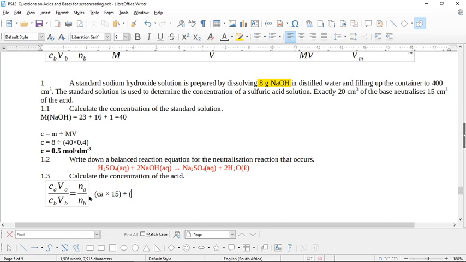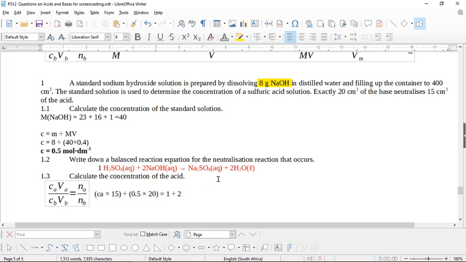So now we need the concentration of the base, which is 0.5, times the volume of the base, 20 cubic centimeters, so we can just put the 20 in because it's this type of formula. So I've got CAVA over CBVB equals, we need nA over nB. The number of moles of the acid is 1, because there's no coefficient, and it is over 2 because there are 2 moles of the sodium hydroxide.